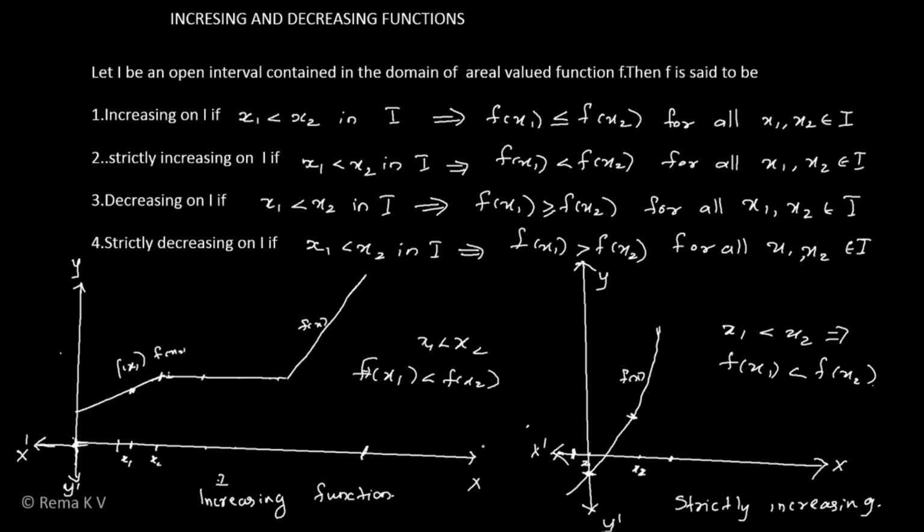Okay, so let us once again see the definition. Increasing function means if x1 is less than x2, then f of x1 must be less than or equal to f of x2. If it follows the strict inequality, then we say that it is strictly increasing. And in this case, x1 less than x2 implies f of x1 is greater than or equal to f of x2, then it is a decreasing function. If it follows the strict inequality here, then we say that the function is strictly decreasing on I.